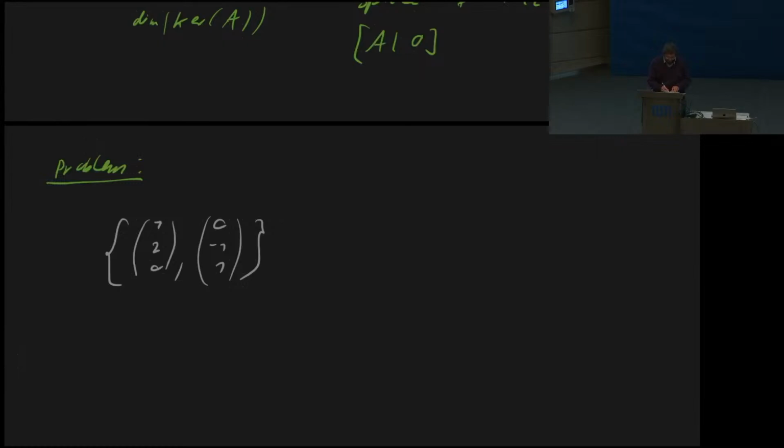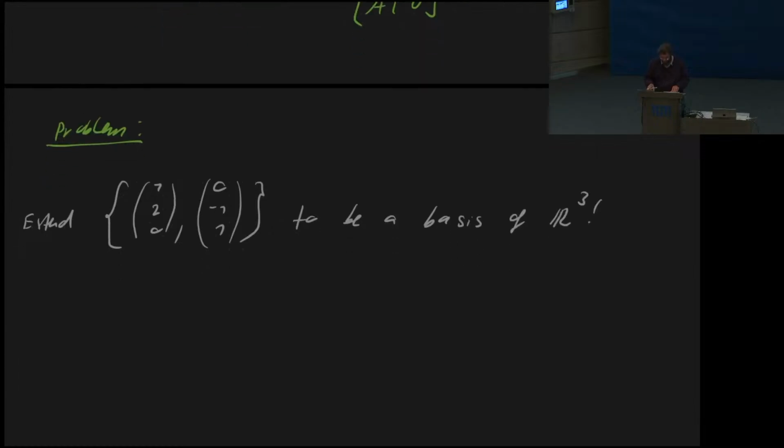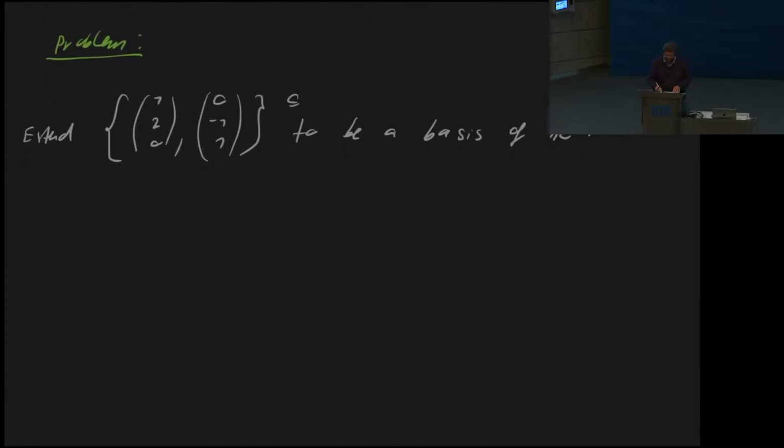So the task is now to extend this set to be a basis of R to the third. And obviously this is a subset of R to the third. Two vectors in 3-dimensional space. They are linearly independent, we know that already. They span a plane, so they don't span the whole space. They can't because it's just two. We need three for the R3. So can we find a third vector such that these two plus the third one will be a basis for R3? And how do we do that?